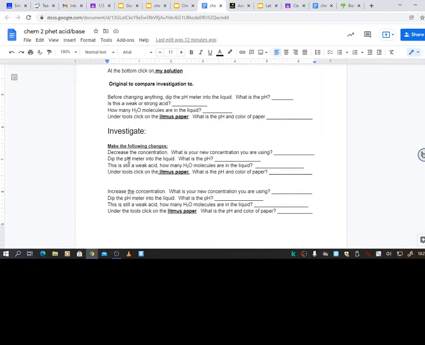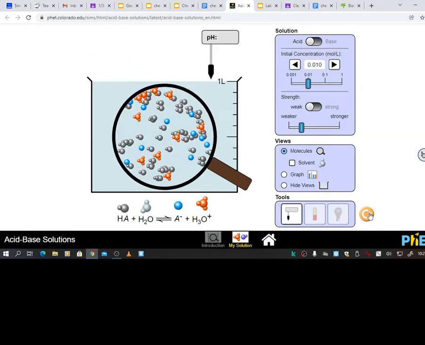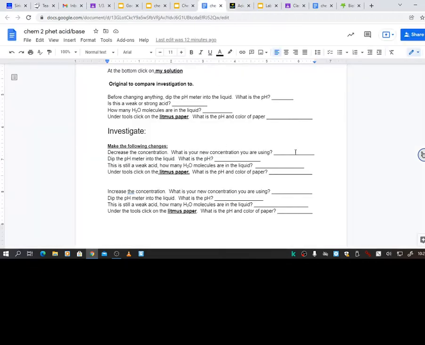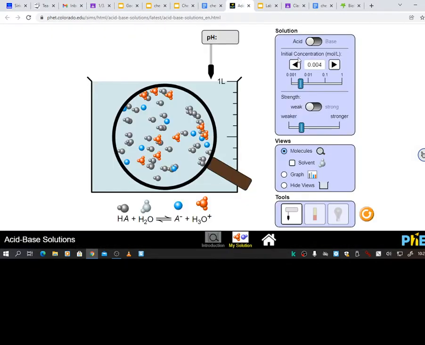So then what I'm looking at is what happens when I decrease or increase concentration. So anytime that I redo this, I'm going to restart. I'm always going to click this restart button. And I'm going to decrease my concentration. Now I don't care. You could go all the way to the bottom here. You could just go here in the middle. I don't care as long as you decreased it. And you're going to tell me what your new concentration is. So for instance, I would have 0.004.